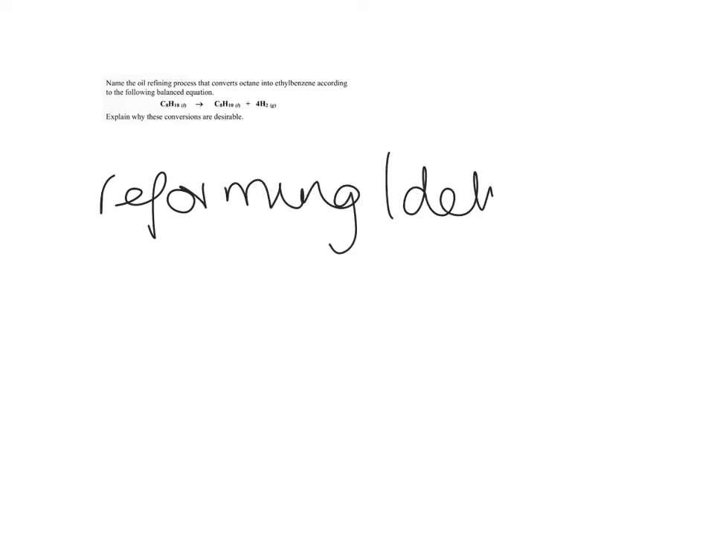Okay, the next part of the question then asks me to name the oil refining process that converts octane into ethyl benzene according to the following balanced equation and explain why I would want that. So this process, if you know, benzene is a cycle, it's a circular object, and this is called reforming, or can also be called dehydrocyclization.